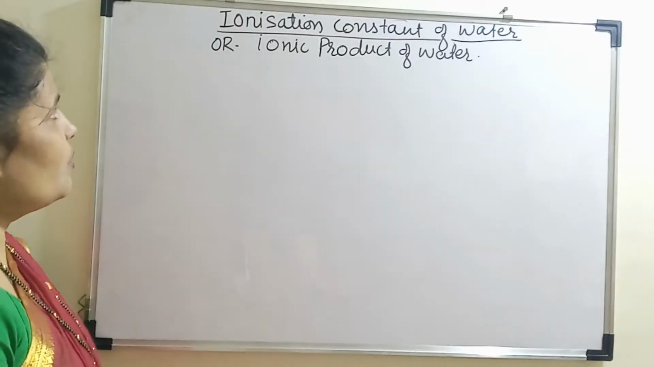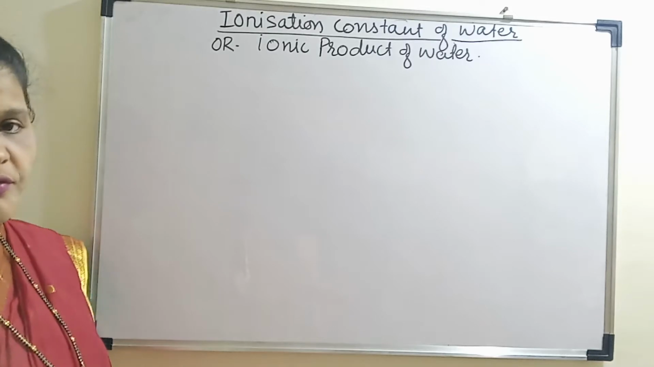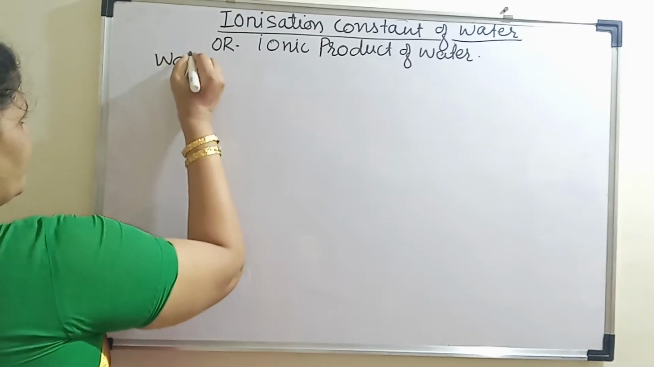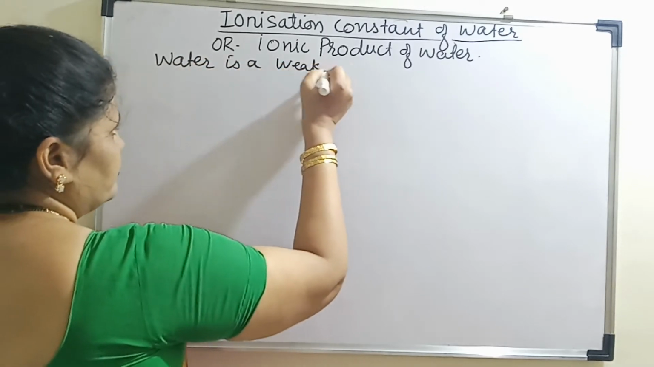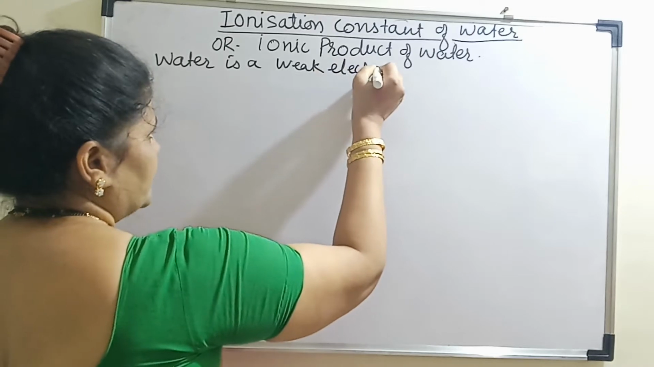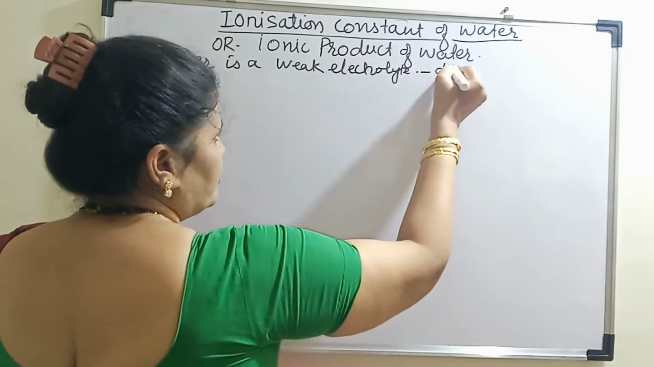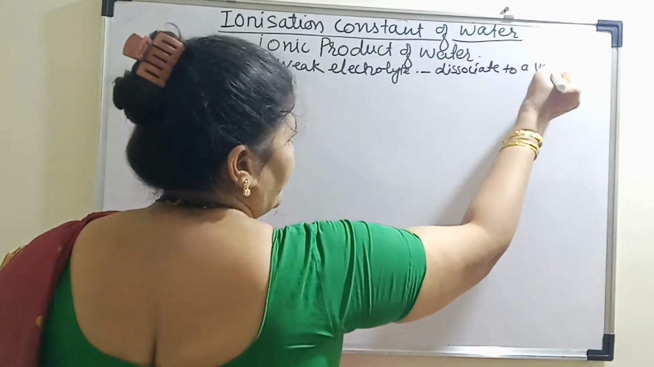In this video, we are going to see the ionization constant of water, or the ionic product of water. So let us see something about water. You know that water is a weak electrolyte. When I say it is a weak electrolyte, it means it will dissociate to a very lesser extent.